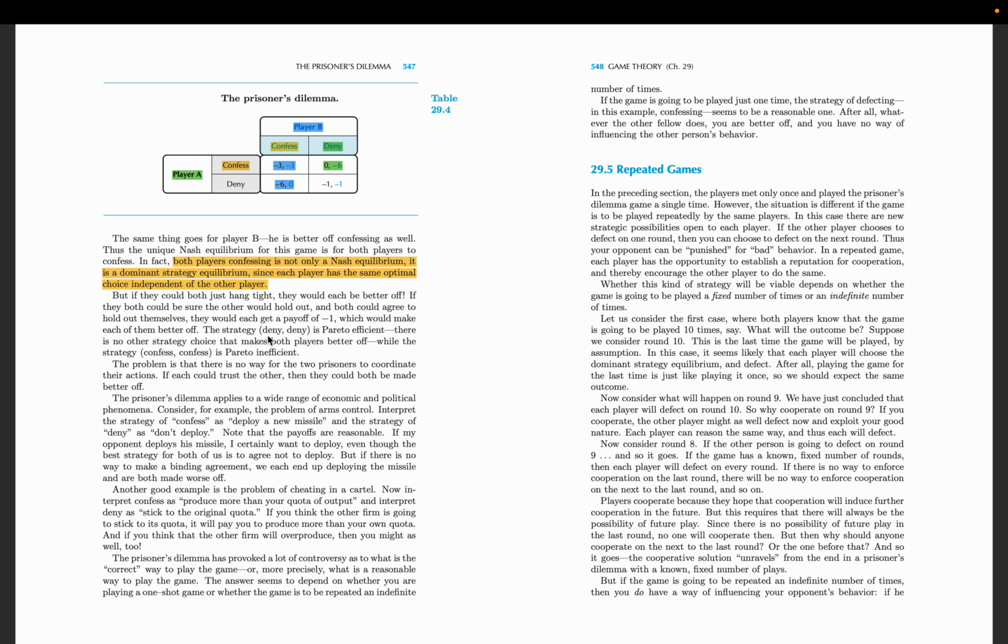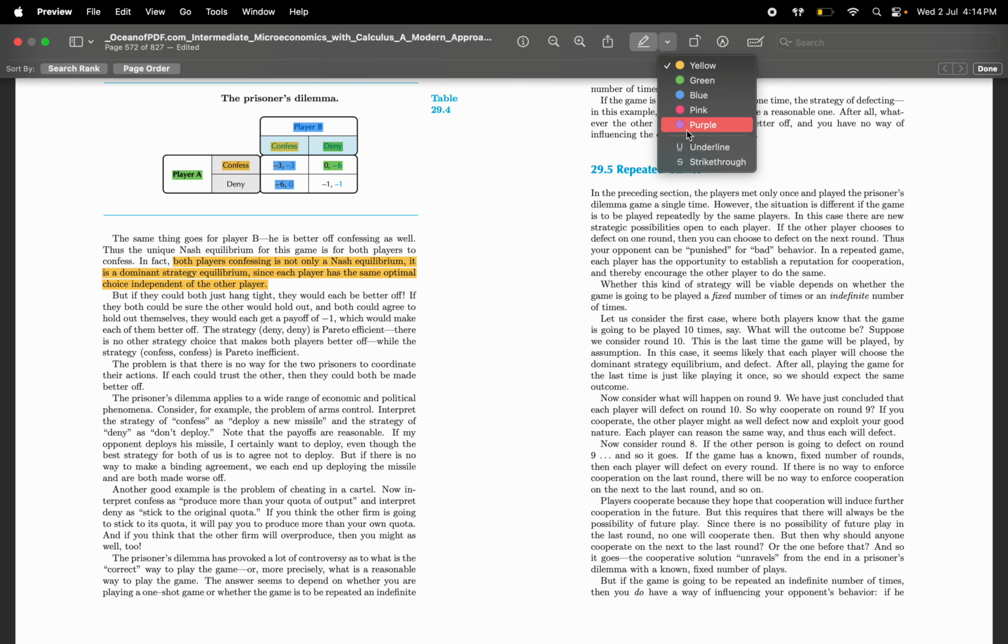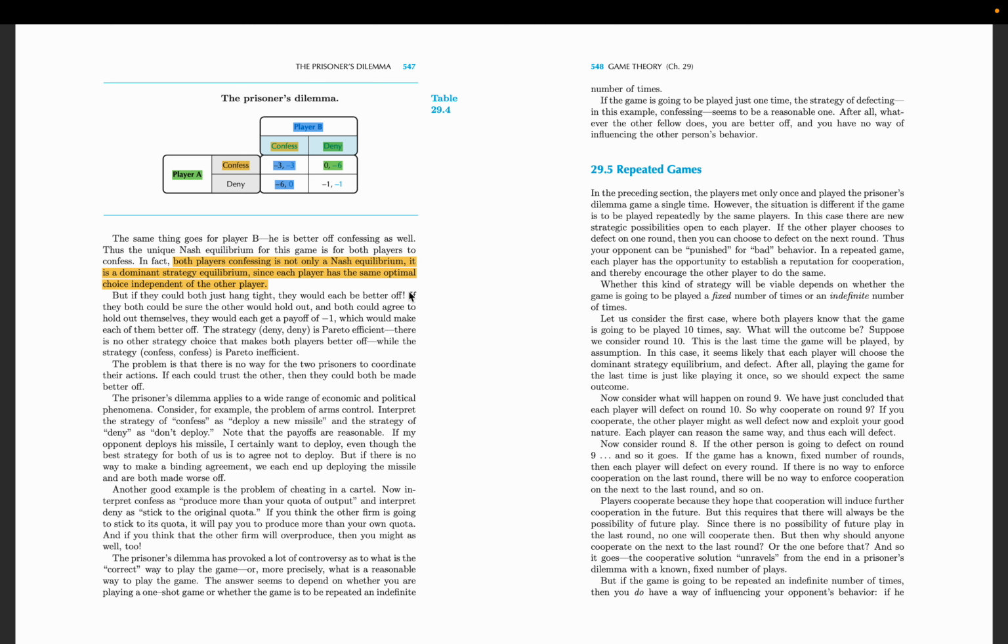But if they could both just hang tight, they would each be better off. If they both could be sure the other would hold out, and they both agreed to hold out themselves, they would each get a payoff of -1, which would make each of them better off. The strategy deny is Pareto efficient. But the outcome they have right now is confess, with 3 months in jail for both of them.